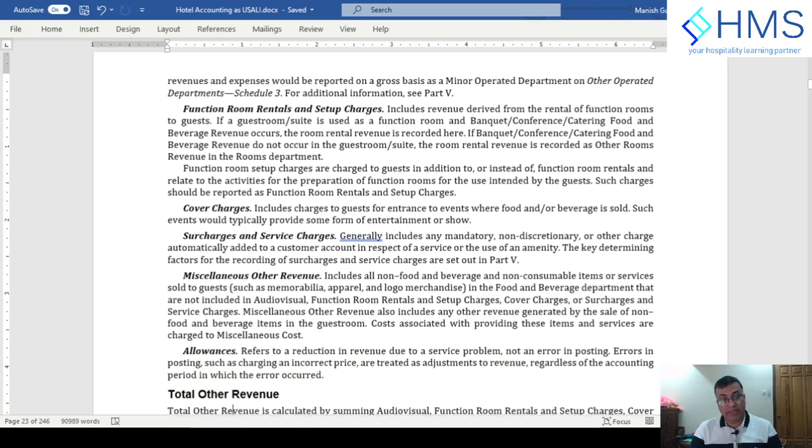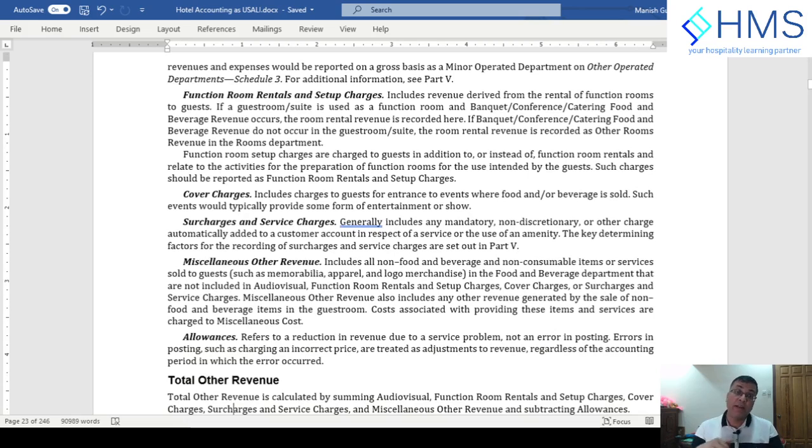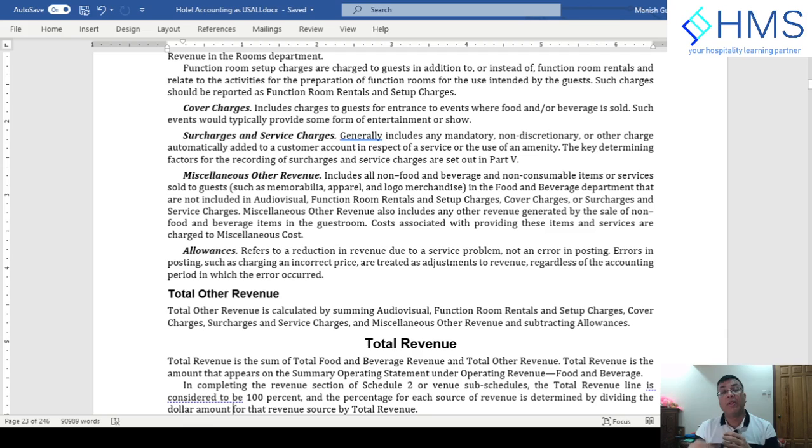And then the allowance, as we discussed in the food revenue: allowances related to audiovisual, room rental, and cover charges will be considered as allowances in this line item, but not errors in accounting. Errors in accounting are usually adjusted from the revenue directly. Then you will have total other revenue, which is a total of audiovisual, function room rental, cover charges, service charge, and everything else. So that's the total food and beverage revenue. So that was the food and beverage revenue. Next video we're going to be covering the costs.